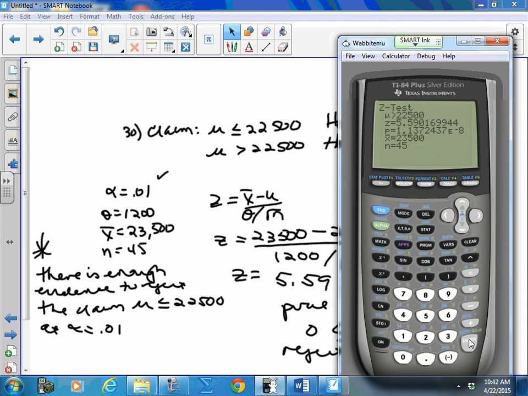But look what's out here. E to the negative 8. That's a scientific notation number. Move the decimal 8 places to the left. It's virtually 0. So all you have left to do is to test it.